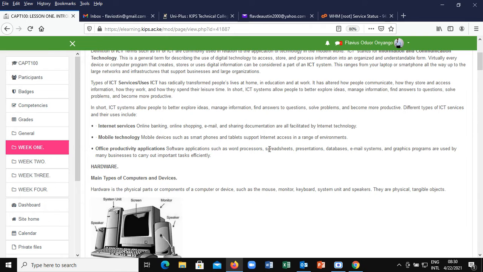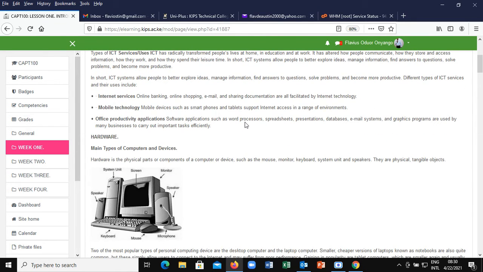The office productivity applications are software applications such as Microsoft Word, which falls under word processing, Microsoft Excel, which is a spreadsheet application, Microsoft PowerPoint for presentations, and databases, that is Microsoft Access. Also the email systems and graphic programs. These are all used by many businesses to carry out important tasks efficiently.